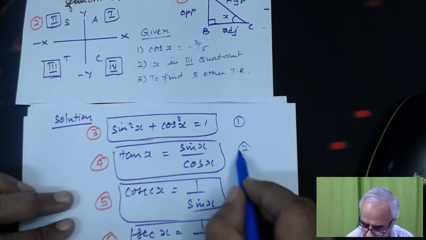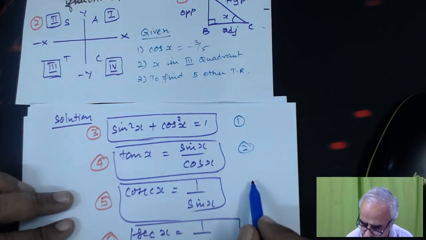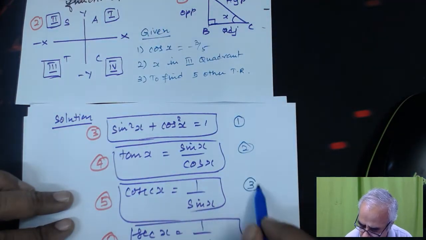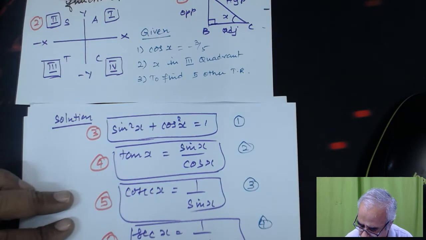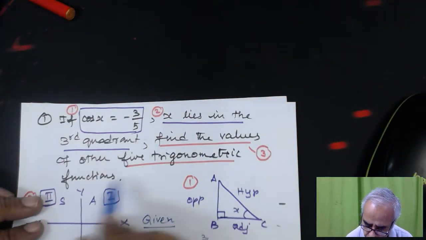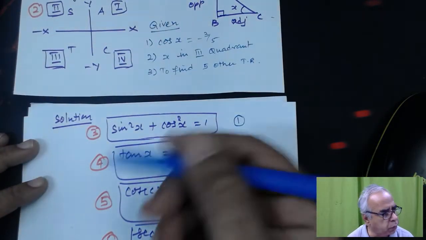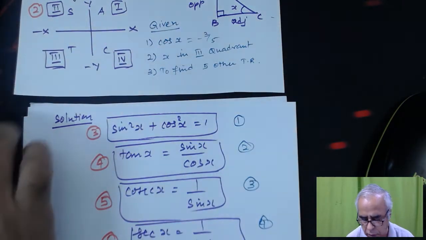So second answer, second trigonometric function value, and third value, and fourth value, and fifth value. Okay, and these are the 5 trigonometric functions asked, and based on that we are going to work out one by one. Clear? Right. Is there any doubt?